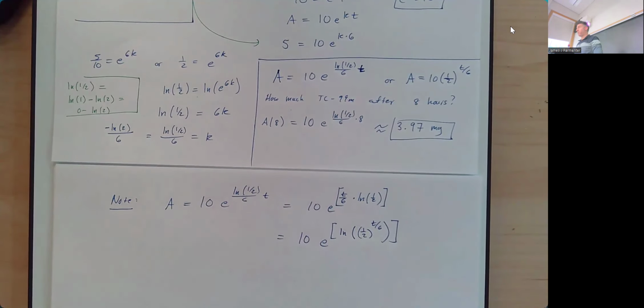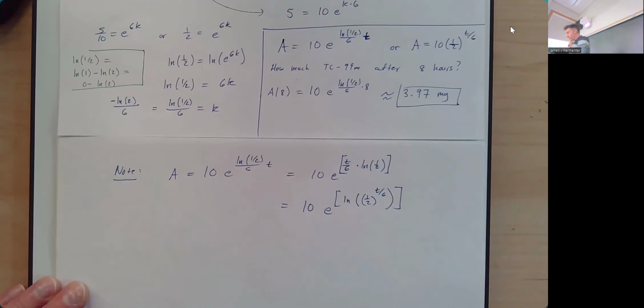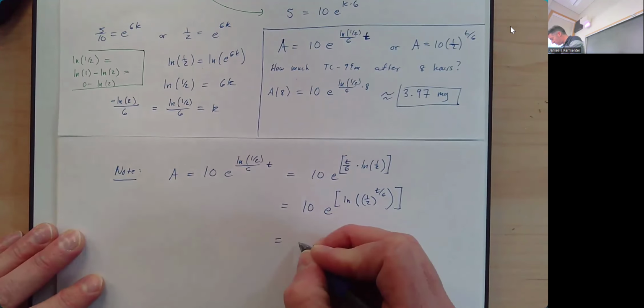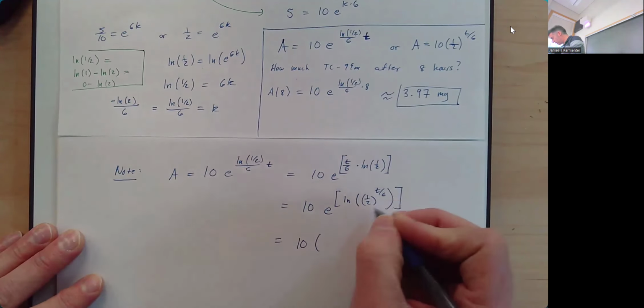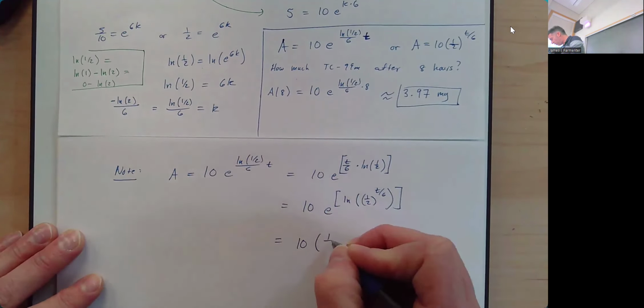And then, just like before, we have e to the natural log of some stuff. The e to the something and the natural log of something, I don't want to say they cancel, I want to say they undo each other. E to the natural log of some stuff is just the stuff. So this is really 10 times just the stuff, which is 1/2 to the t over 6 power, which is exactly the thing we said it was up here, which again, I'm covering up with my video.